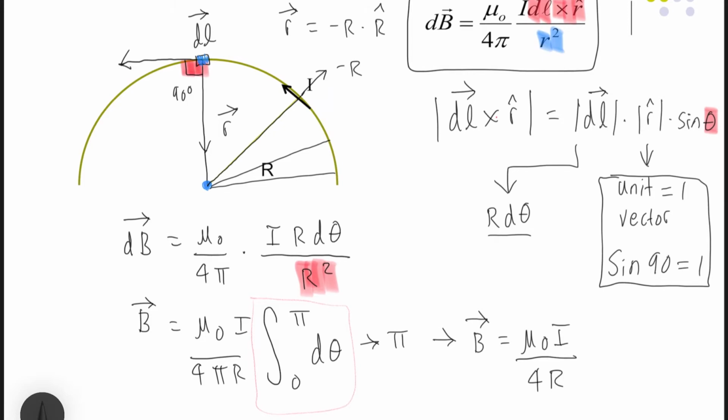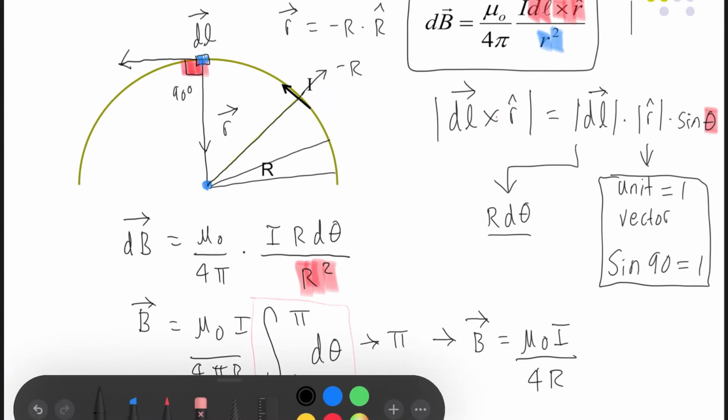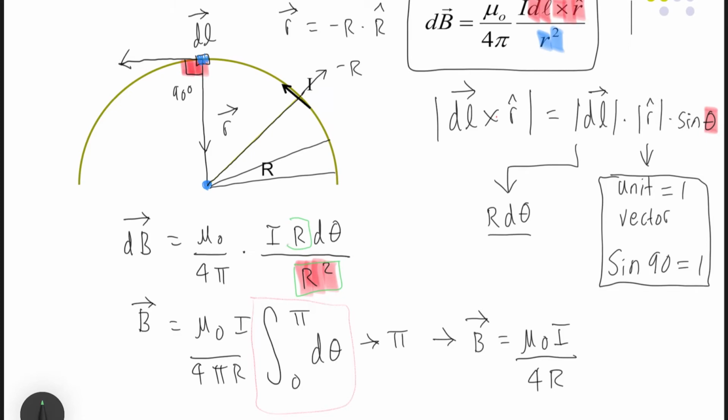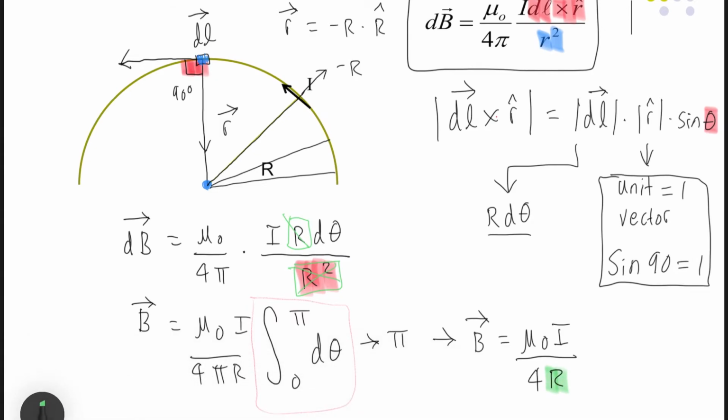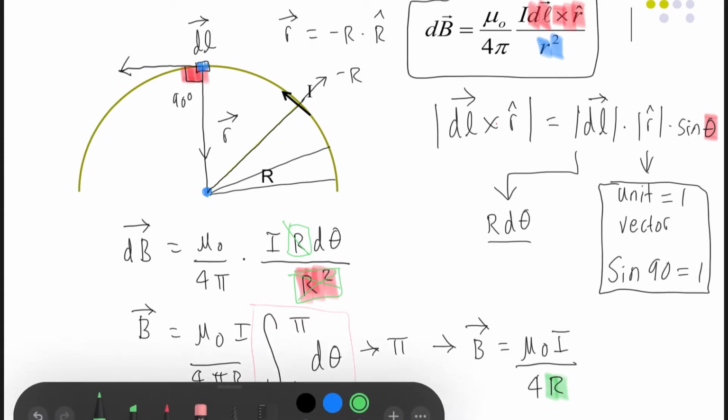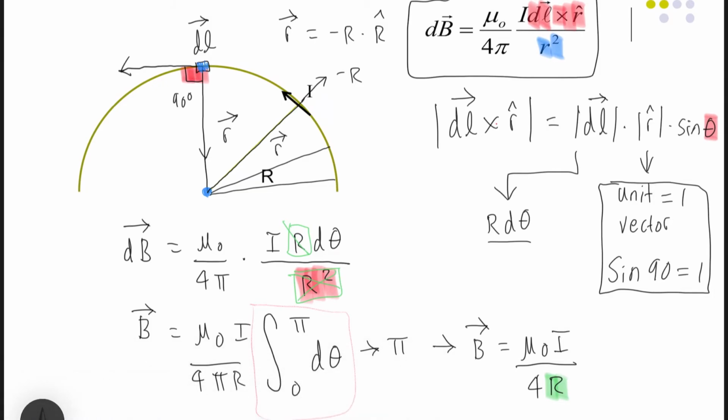And then, if you noticed, I canceled out an r on top and an r on bottom. So that was done here in this step. I crossed one of the r's out, and that's why I only have a singular r on the bottom right here. I want to reiterate that the r vector here has the same length as our radius. So that's why we're able to relate our little r with big R for this problem.